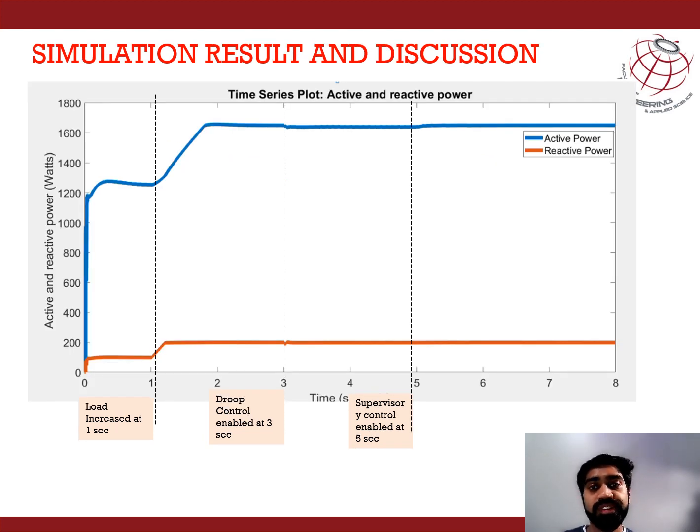This is the simulation result of active and reactive power of the grid. When there was an increase in load at 1 second, active power and reactive power both increase, and the active power increases from 1200 to 1600. So from the earlier results of frequency and voltage, we can see the frequency stability is within the range, and voltage is also within the range.